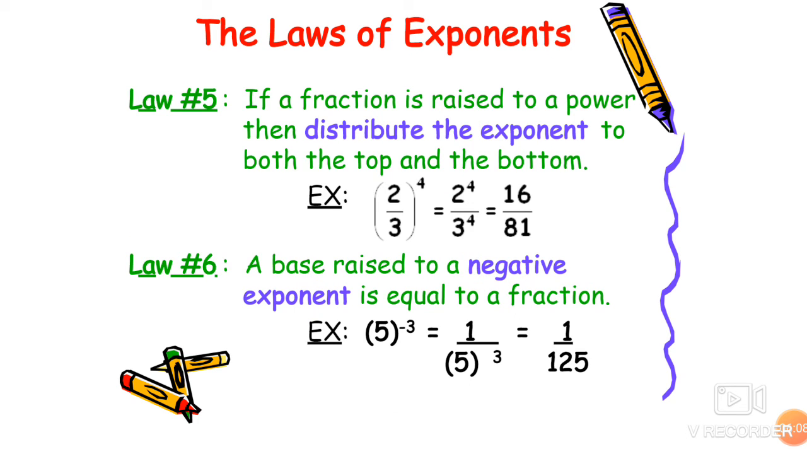Fifth law, if a fraction is raised to a power, then distribute the exponent to both the top and the bottom. The law which we have seen before. Okay, 2 upon 3 whole exponent 4. It means this 4 will be applied with numerator and denominator both. A base raised to a negative exponent is equal to a fraction. If we have a negative exponent, we can convert it into positive exponent simply by reciprocating it.